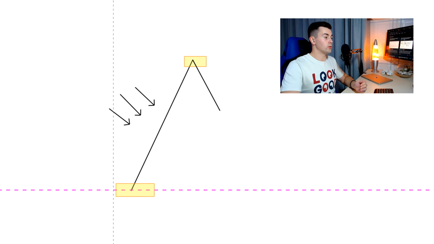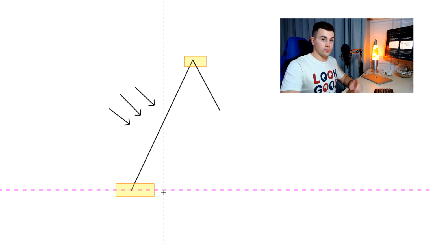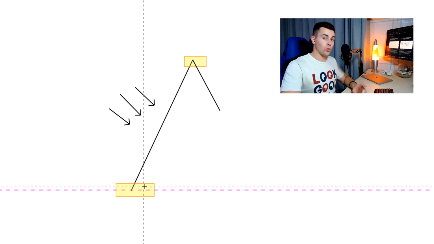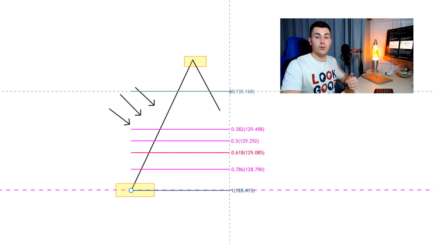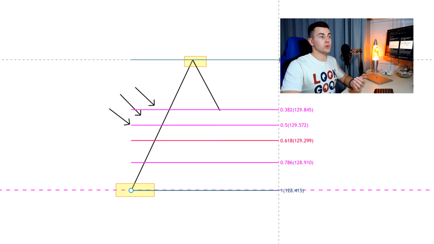So for that reason, first of all, we strictly draw the fib retracement from low to high of the impulse, from the lowest point of the impulse to the highest point of the impulse, so that we consider the entire movement within the impulse. So from low to high, if we talk about the bullish impulse, we draw the fib retracement.